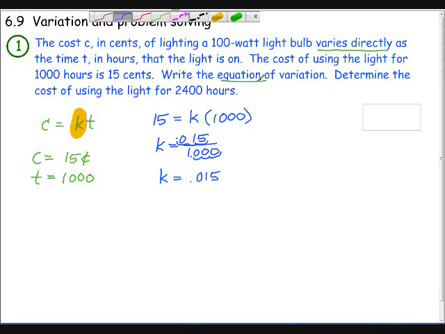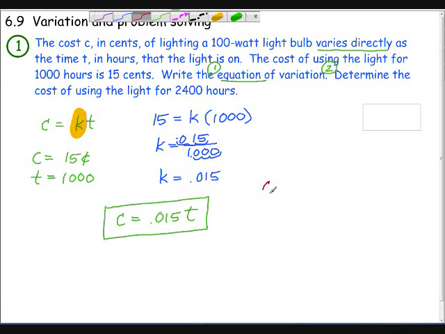Now I was asked to put together the equation of variation, so I best do that. C equals 0.015 times the time. There's my equation of variation. Now that was the first thing I was asked to do. The second thing we haven't talked about. Determine the cost of using the light for 2,400 hours.